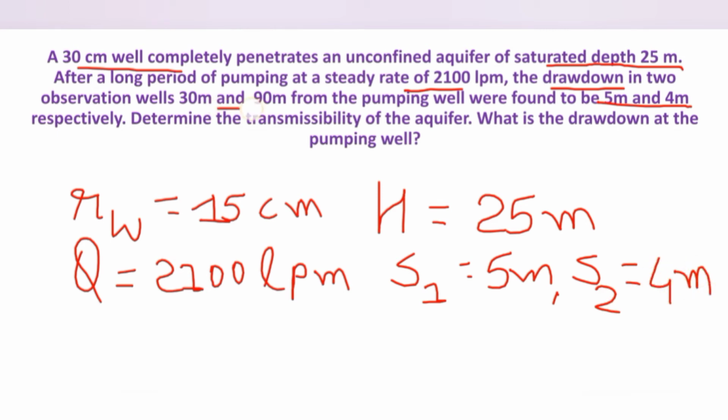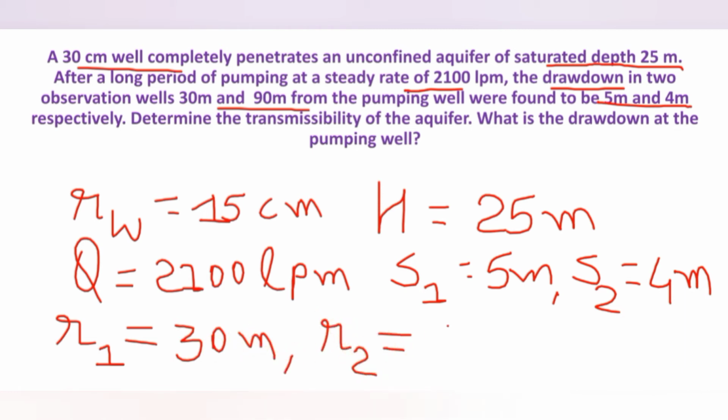And the wells are at radial distance R1 equal to 30 meter and R2 is equal to 90 meter. First, let's convert this from liters per minute to meter cube per second.